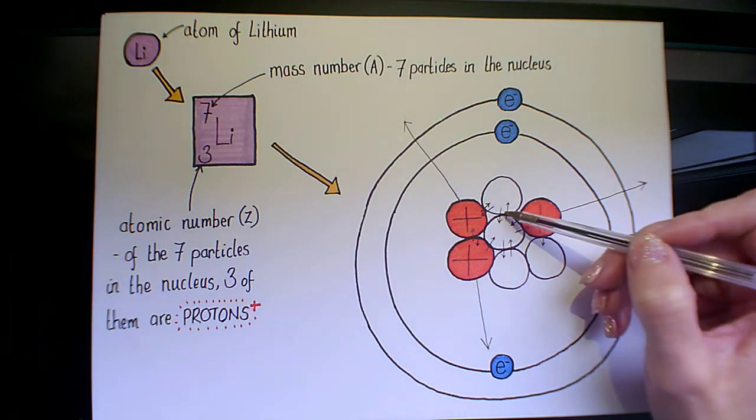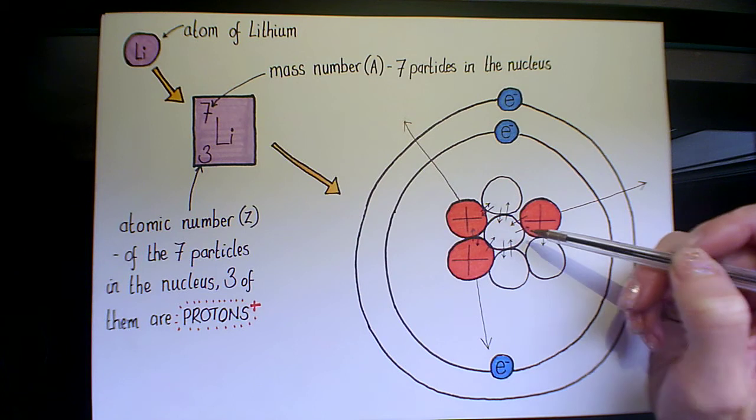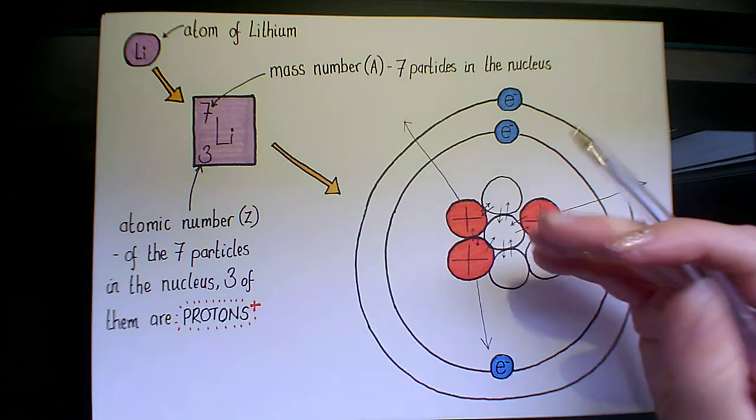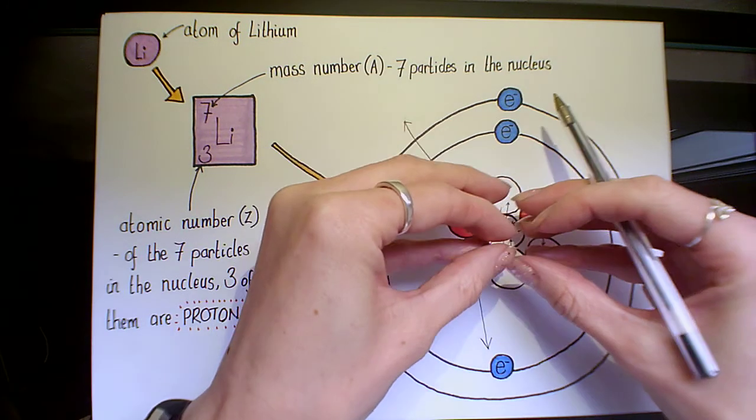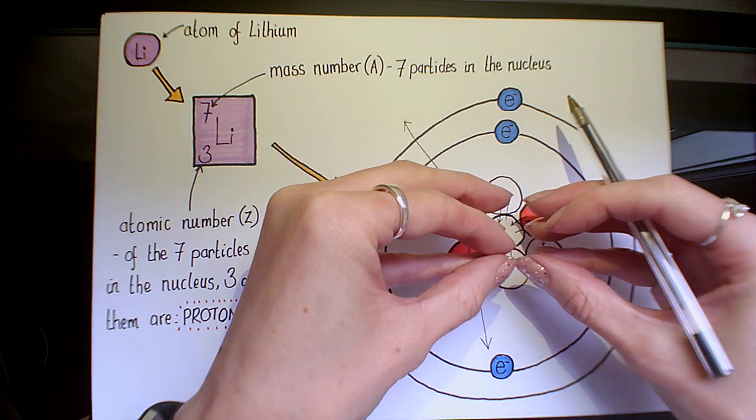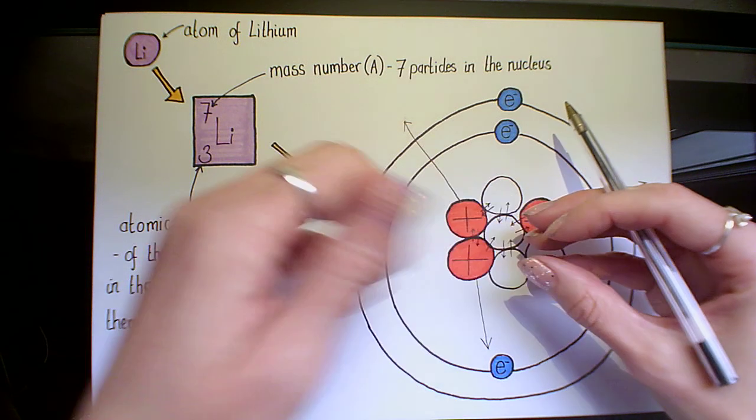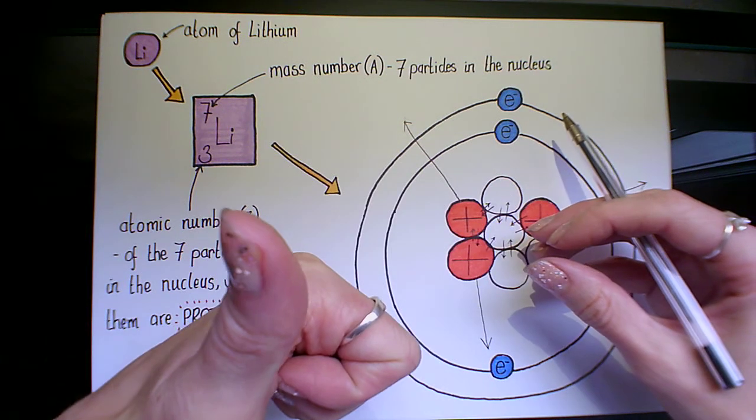So it is the strong nuclear force represented by these little arrows that is actually holding that nucleus all together nice and tight and staying as one. So thumbs up, we like you, strong nuclear force.